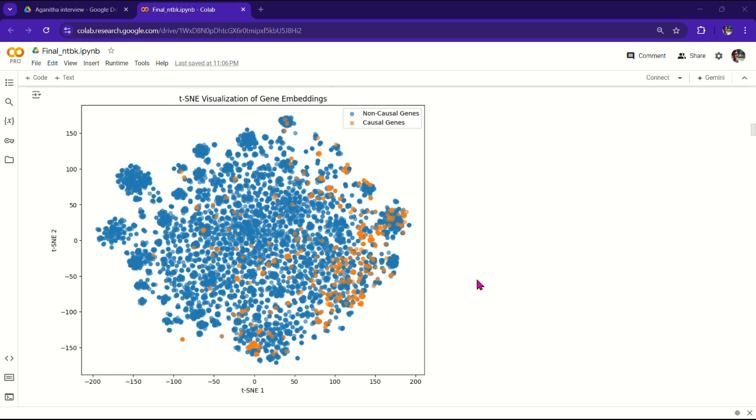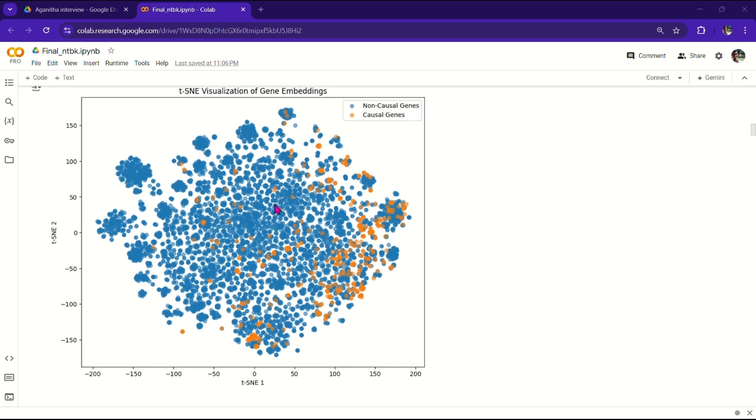This figure shows a dense distribution of points across the t-SNE space, indicating a wide variety of gene embeddings. Causal genes are represented by orange color and non-causal genes by blue color. We can see in this graph that there is a significant overlap between the two groups, with many points from both categories appearing in similar regions. This suggests that these embeddings are similar because they are overlapping with each other, indicating that the features used to generate these embeddings do not distinctly separate the categories very well.